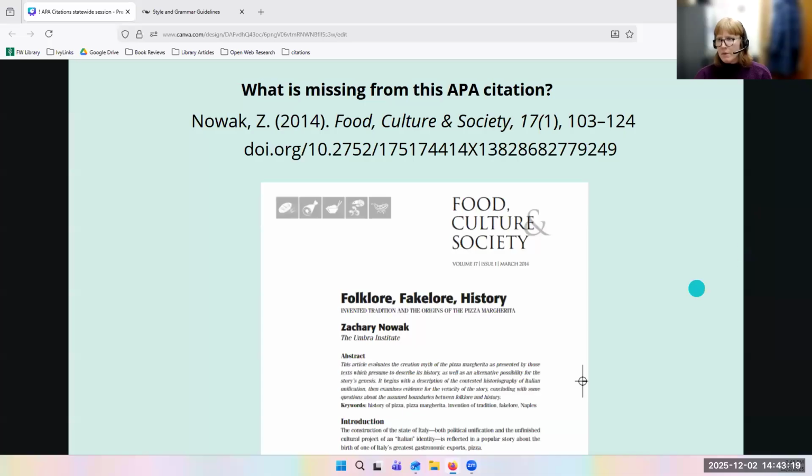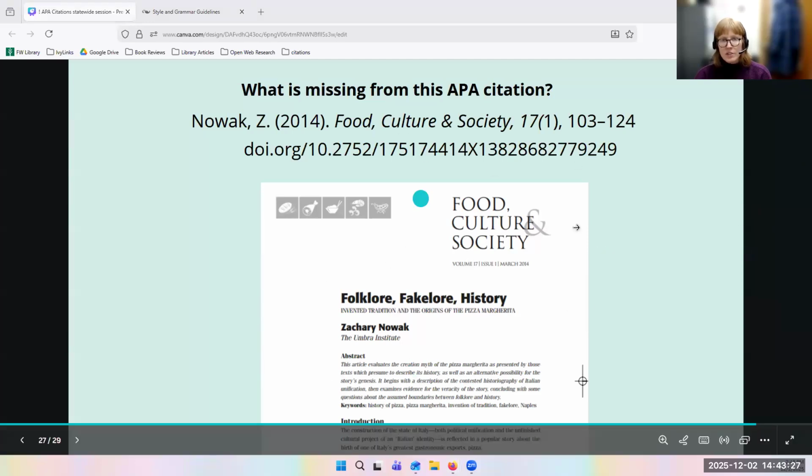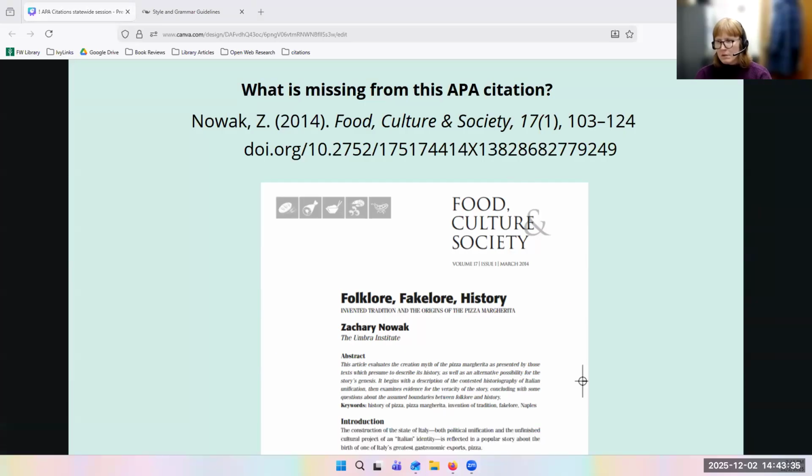All right, what is missing from this citation? We have our citation here, and our source is here. So we have our author, we have our date, and we have information about the source. The journal article is next, so we would need the title of the source.